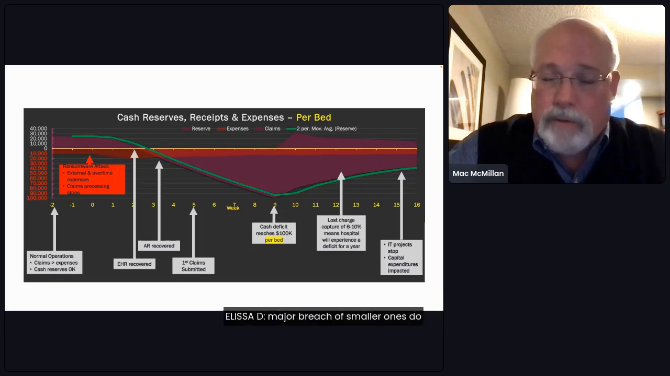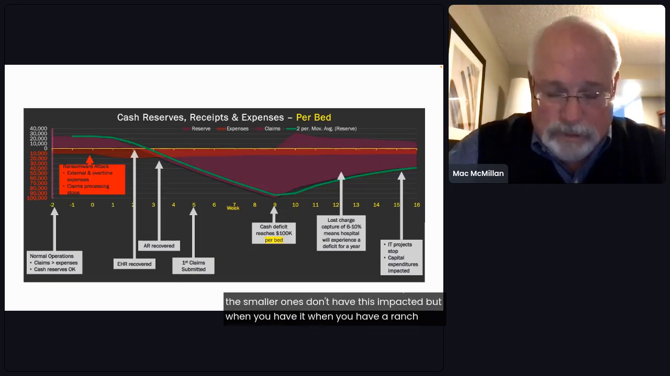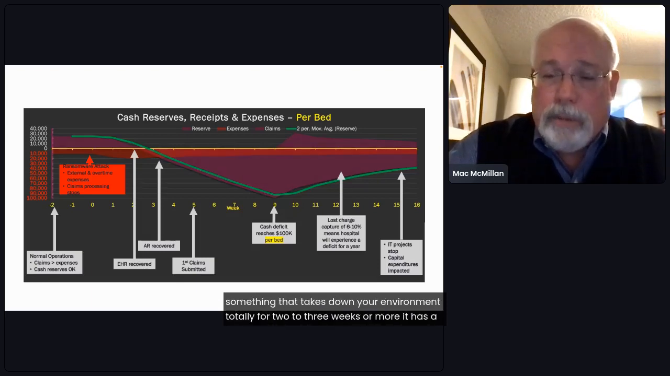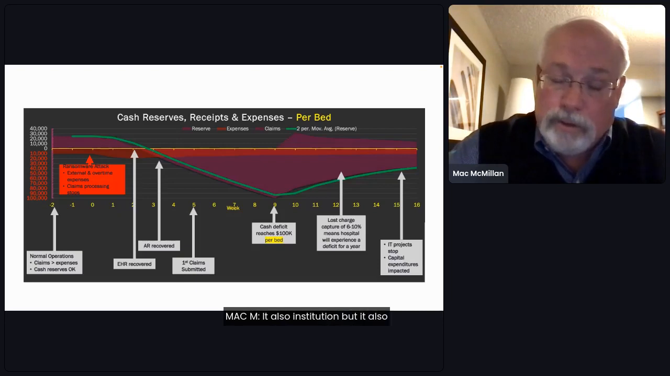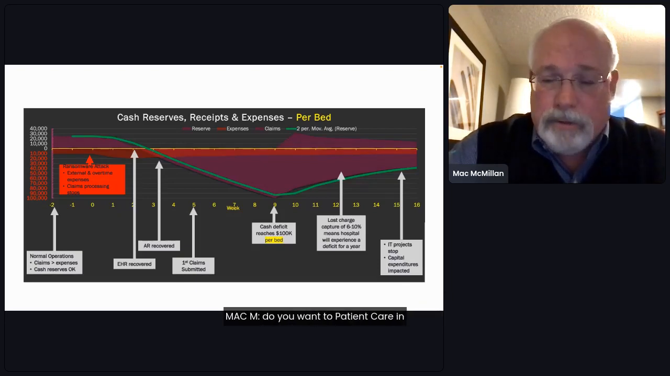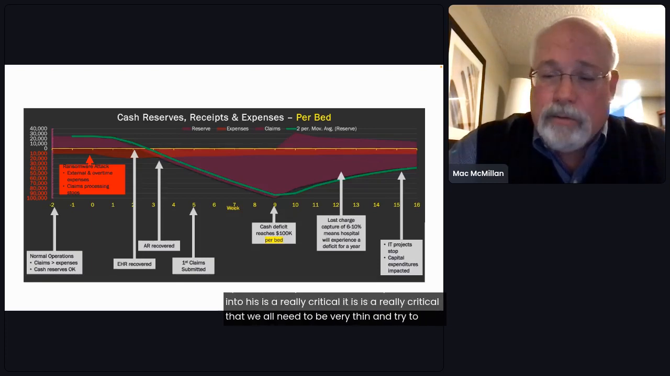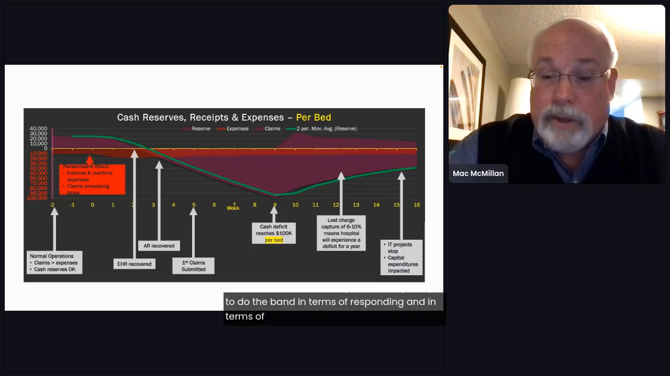The smaller ones don't have this impact, of course, but when you have a ransomware attack or something that takes down your environment totally for 2 to 3 weeks or more, it has a major financial impact to the institution. But it also has a major operational impact, and now, as I said, even a patient care impact. So this is a really critical issue that we all need to be very aware of and try to do the best that we can in terms of responding to these events as effectively as we can to mitigate the risk. Next slide.